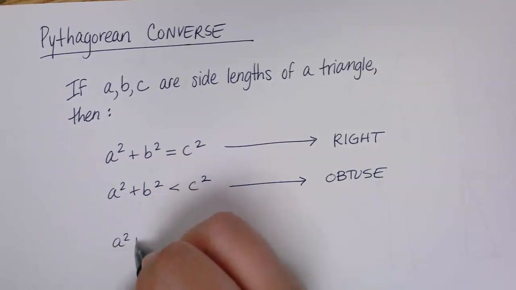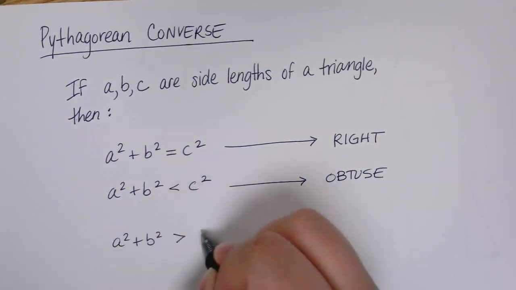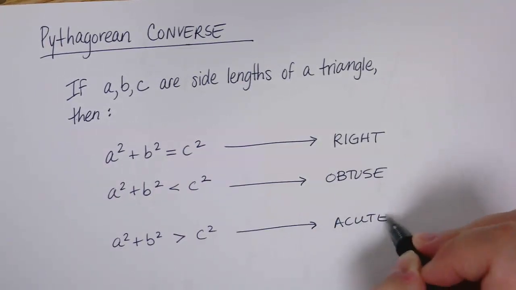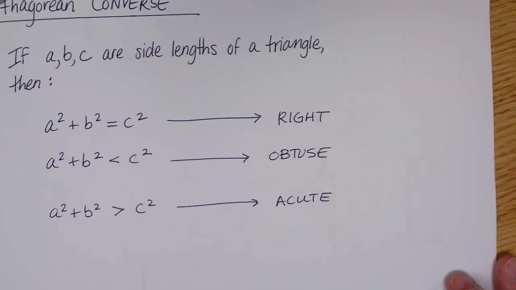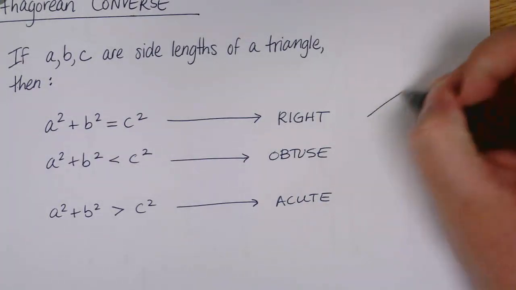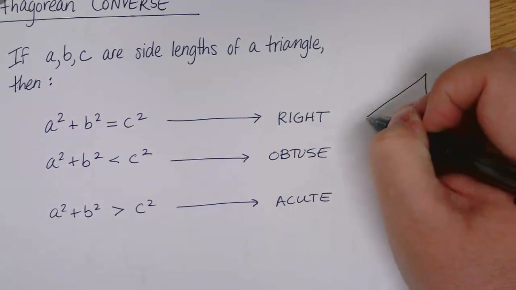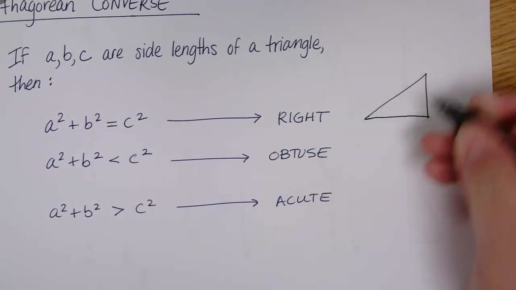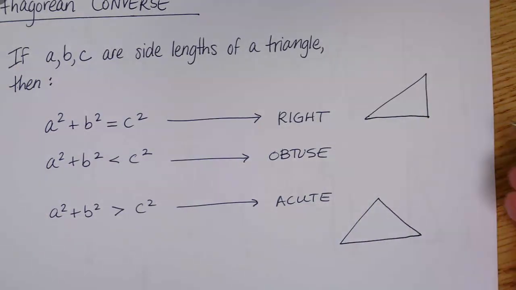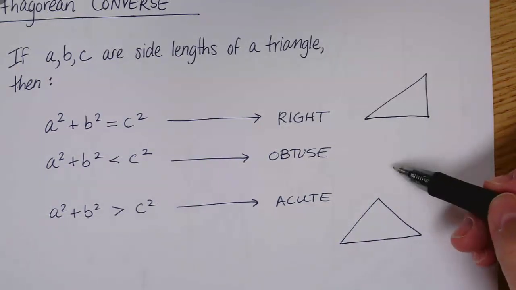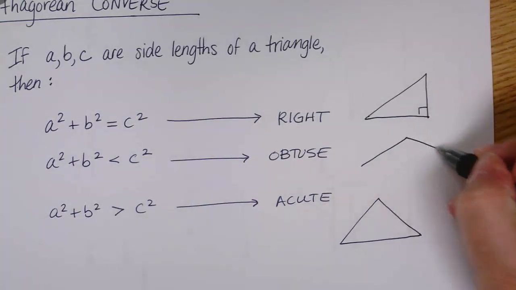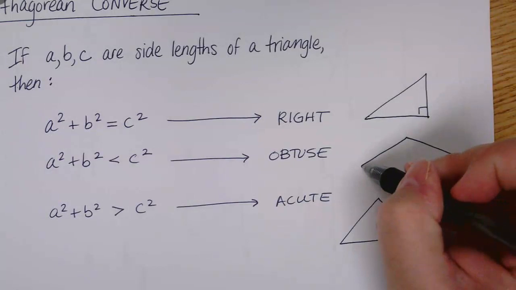If a squared plus b squared is larger than c squared, then it's going to be an acute triangle. Now, first of all, remember that whenever you have a triangle, you have three angles, and in an acute triangle, all three of them are less than 90. In a right and an obtuse, you still have two acute angles. It's just that you have one that's right or one that's obtuse.